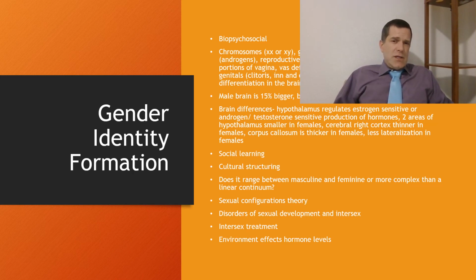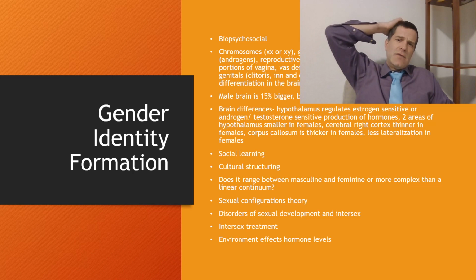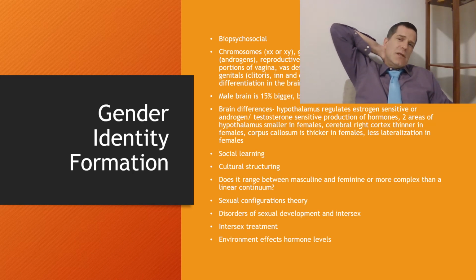All right, so gender identity formation. Again, this is a biopsychosocial process, as I've introduced you to. And you have to ask how much of your gender identity is associated with your biological sex, including your chromosomes, XX for females and XY for males, gonads, either ovaries or testes, hormones, androgens, reproductive structures like fallopian tubes, uterus, inner portions of vagina, vas deferens, seminal vesicles, ejaculatory ducts, genitals, including the clitoris, the inner and outer vaginal lips, the penis, the scrotum, and then sex differentiation in the brain. So when we look at differences between people based upon biological sex, these are some of the differences you can have. And based upon these differences, how does that influence your gender identity, your sense of self, basically?